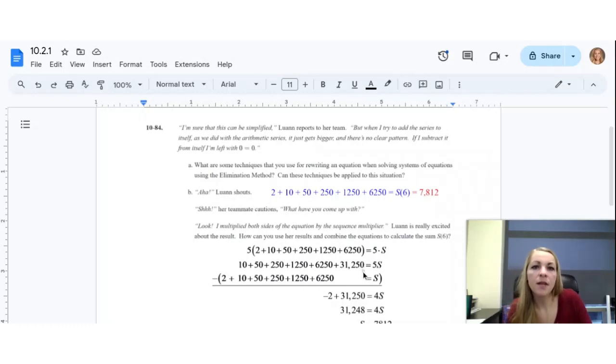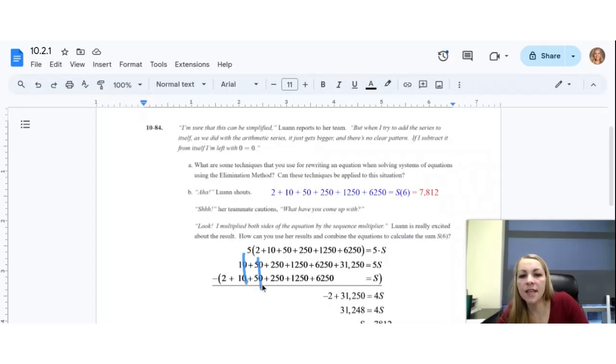Okay, now elimination. We're eliminating items. So then what she does is she subtracts the original sum. So notice that's exactly what she has right here. And she staggers it in a way that the 10s are stacked, the 50s are stacked, the 250s, 1250s, and 6,250s, okay? So she's subtracting them. So there's no term here, so we have like kind of like this 0 minus 2. So we have the first term, we have the opposite of the first term.